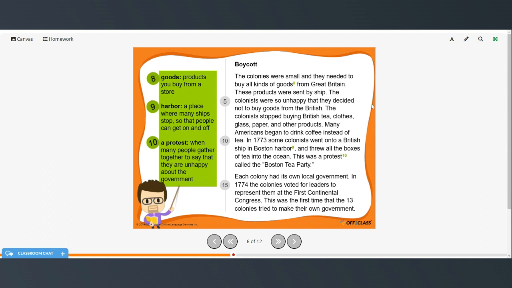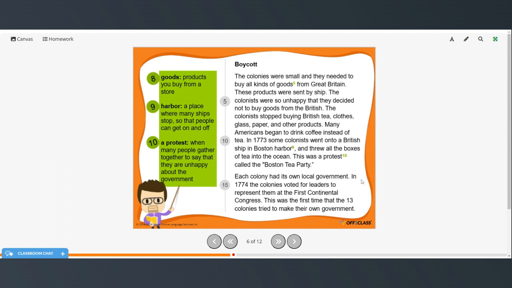The colonists were so unhappy that they decided not to buy goods from the British. The colonists stopped buying British tea, clothes, glass, paper, and other products. Many Americans began to drink coffee instead of tea. In 1773, some colonists went onto a British ship in Boston Harbor and threw all the boxes of tea into the ocean. This was a protest called the Boston Tea Party.